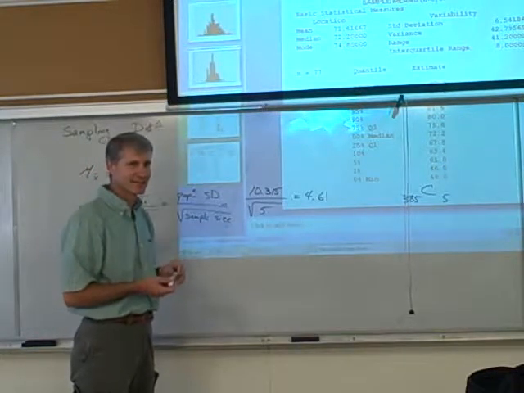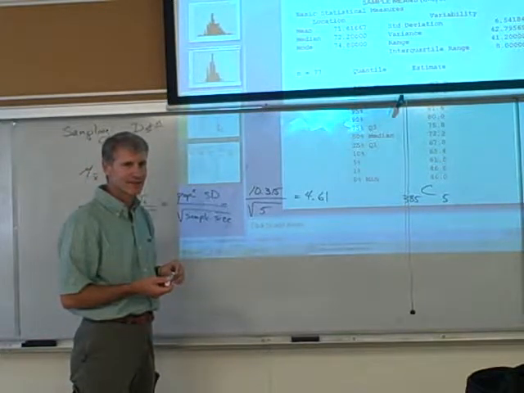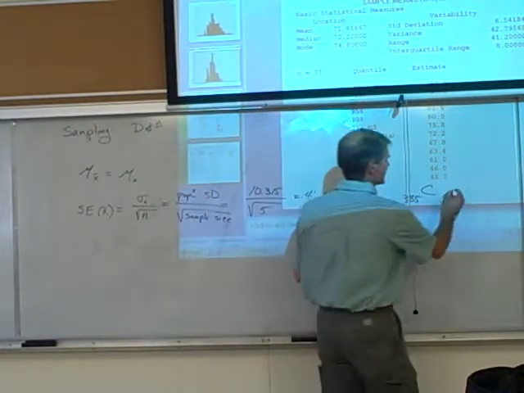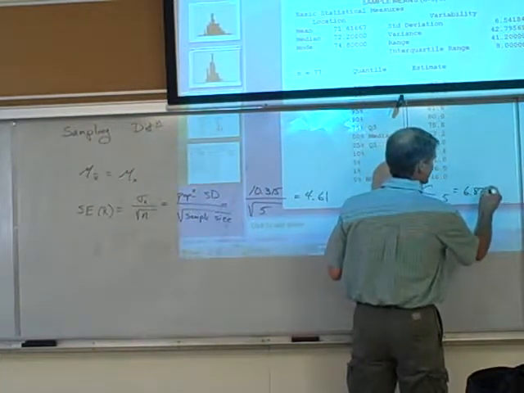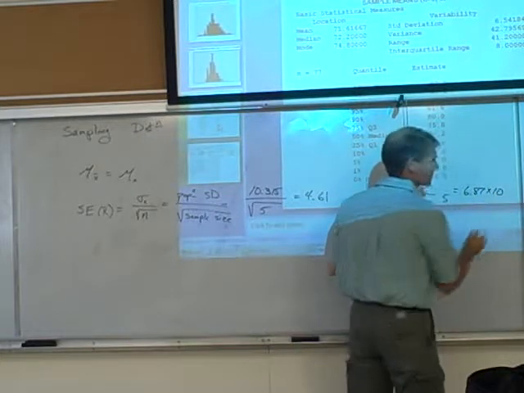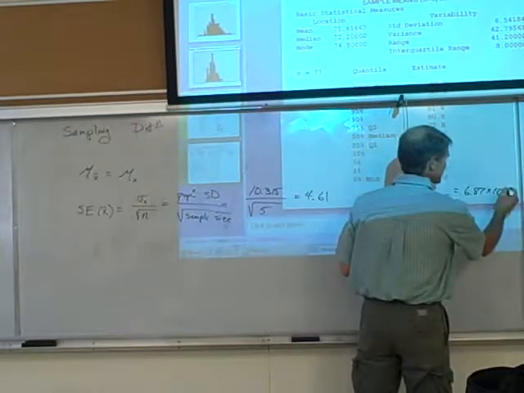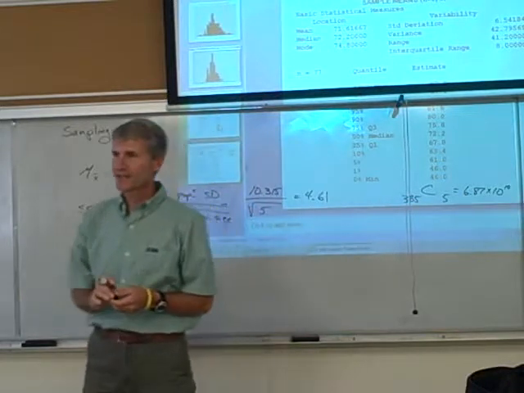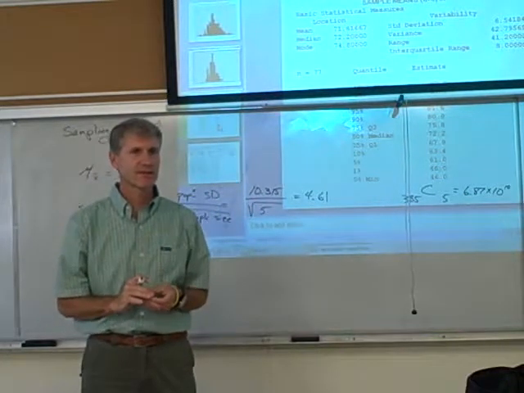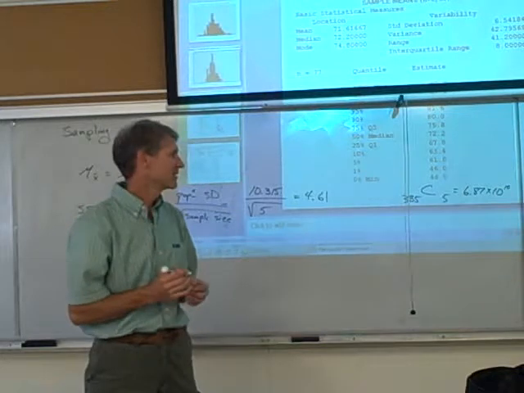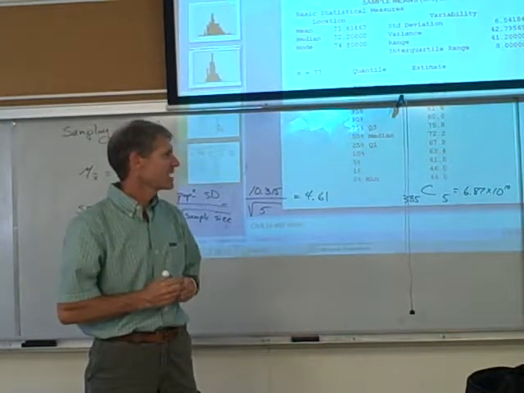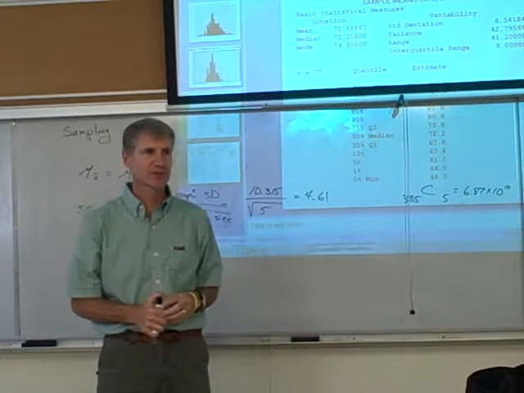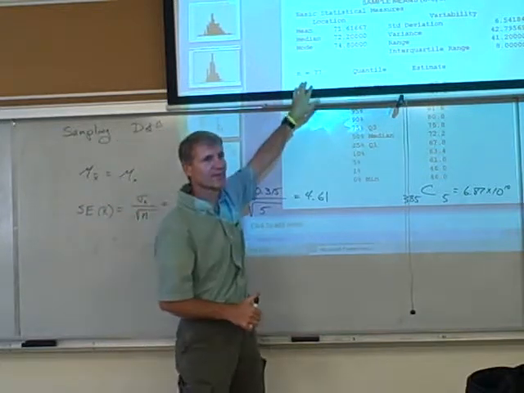Like 6.867 times 10 to the... 6.87 times 10 to the 10th, I guess? Is it E10? 10 to the 10th. So it's a lot bigger than a million. 10 to the 10th, a billion is 10 to the 9th. So that's 10 billion. So there's 68 billion, basically. 68 billion possible samples. I got 77 of them.